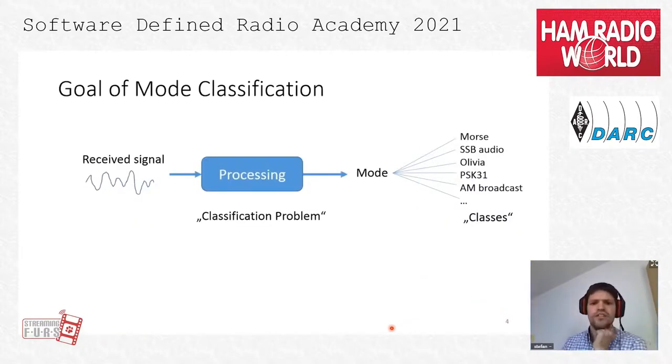So, mode classification, what it is about is you have a received signal, you have some kind of processing machine, and this machine outputs the transmission mode, which could be Morse, SSB, audio, Olivia. We have seen these modes already. And these outputs are called the classes, and this type of problem is a classification problem.